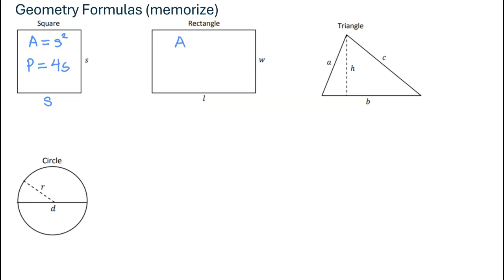For a rectangle, same idea, but the two dimensions are not the same, so we can't just multiply w or l by themselves. We have to multiply them by each other. So multiply the length by the width. And then to get perimeter, again, it's not quite as simple, but we can see that there are 2 lengths and 2 widths. So we're going to take 2 times the length plus 2 times the width to get our perimeter.